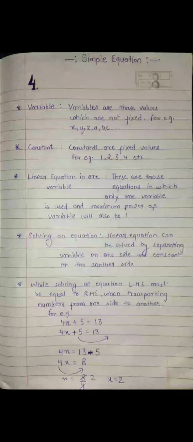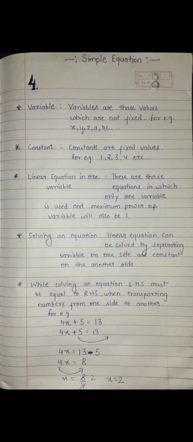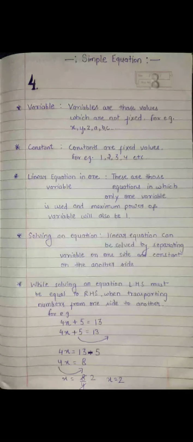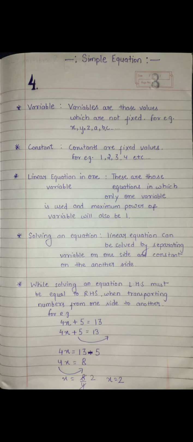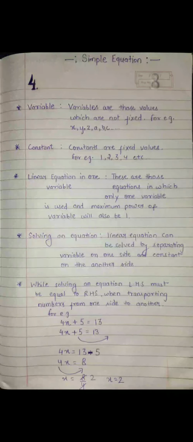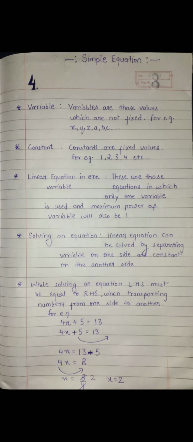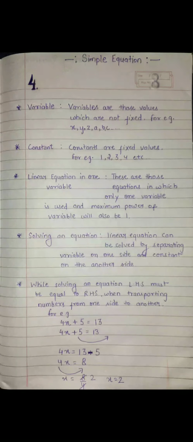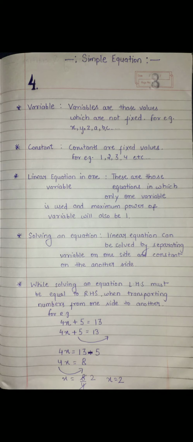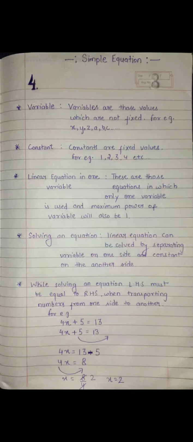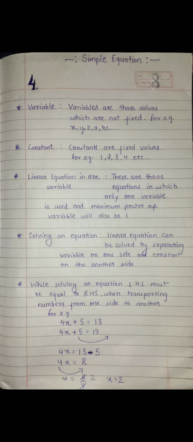Before solving any equation, we must memorize some of the main points that help us in solving equations. So the first point is variable. Variables are those values which are not fixed, that keep on changing. For example, if you remember that chapter, while solving simple equations in class 6, every time you get a different value for x, y, z, a, b, c, d, e, t, s, whatsoever variable you are solving, you get a different value every moment of time. So that is why they are called variables, because their value keeps on changing.